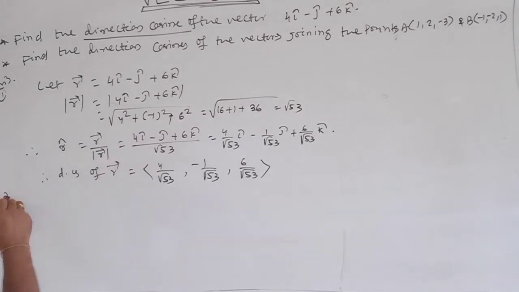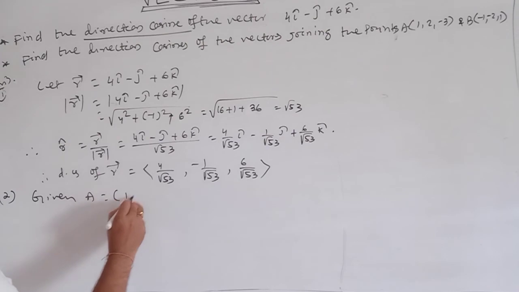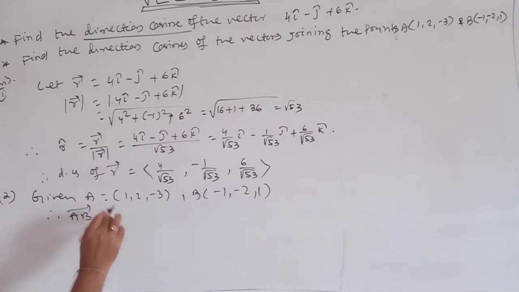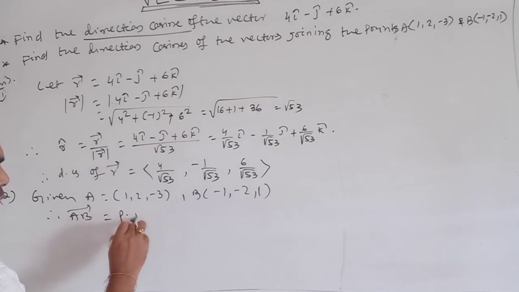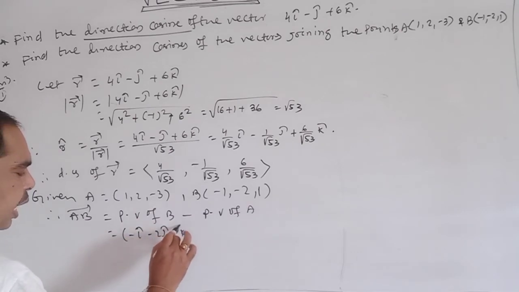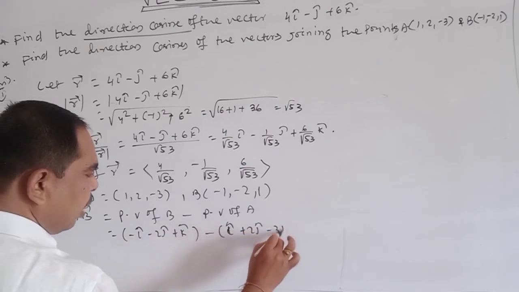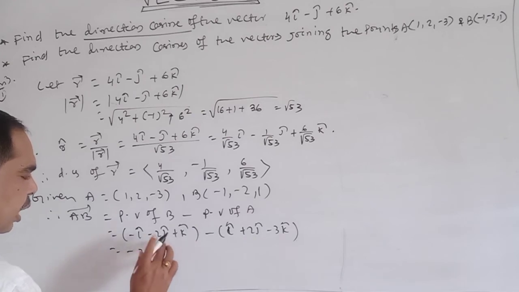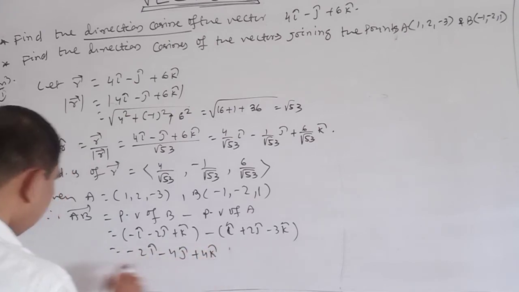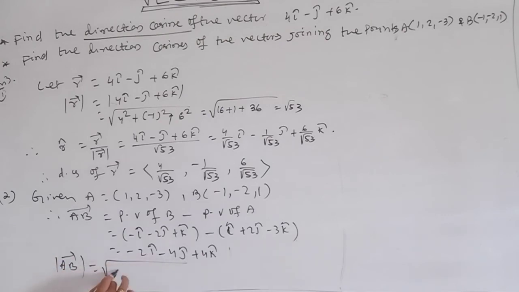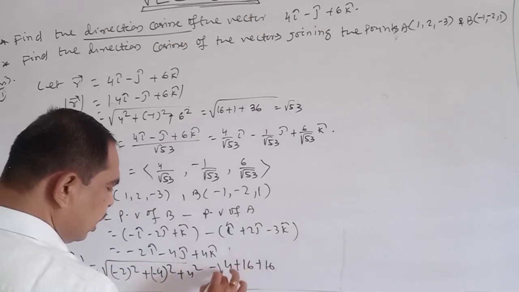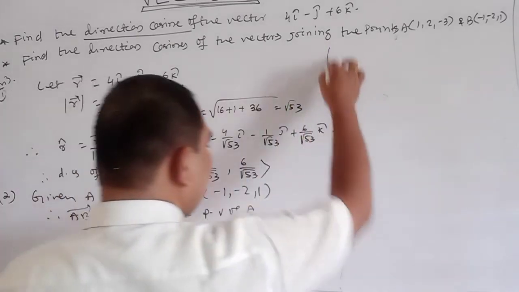Next, second question. Given a is equal to (1, 2, minus 3), b is (minus 1, minus 2, 1). First find AB vector. What is AB vector? PV of B minus PV of A, which is equal to minus i minus 2j plus k minus (i cap plus 2j cap minus 3k cap). So minus i minus i is minus 2i, minus 2j minus 2j is minus 4j, k plus 3k is plus 4k. Mod of AB vector is equal to square root of (minus 2) squared plus (minus 4) squared plus 4 squared: 4 plus 16 plus 16 is 36, which means 6.